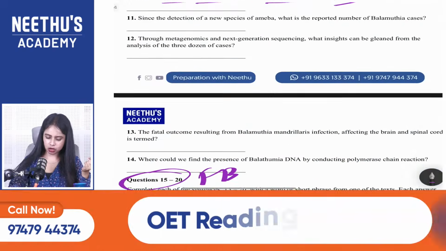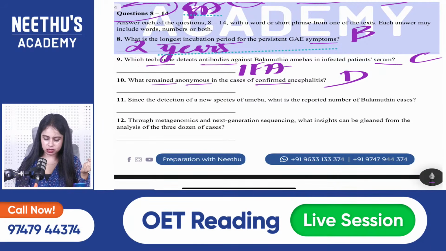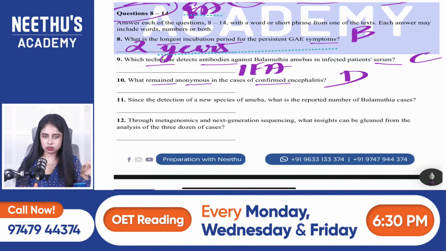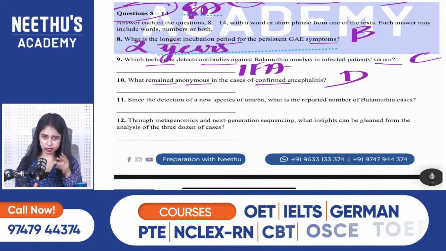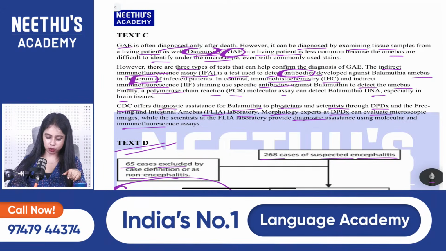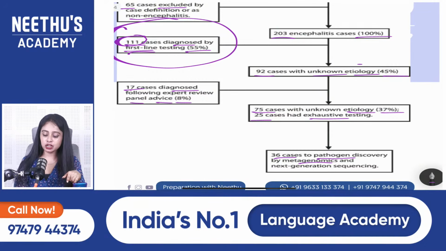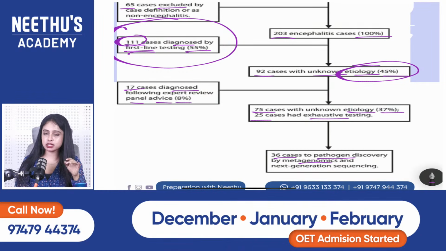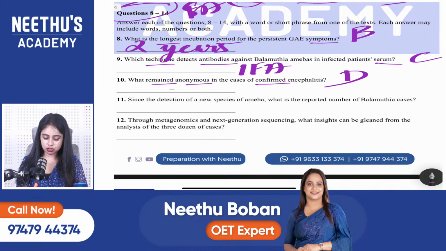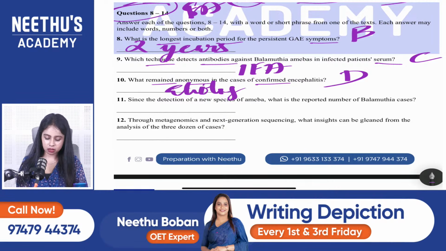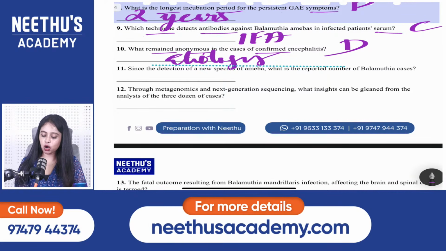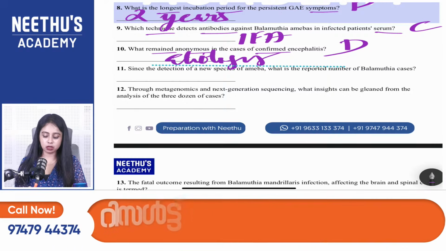So they're not asking what the anonymous cases are; they're asking what remained anonymous in the cases of confirmed encephalitis. It's not about how many cases there are. The question is what is anonymous there. Unknown etiology. So what is anonymous is the etiology. So the answer is etiology, from text D. Etiology. Clear?